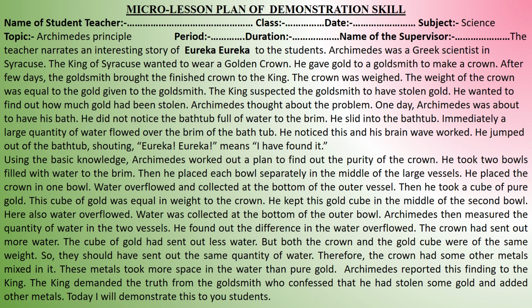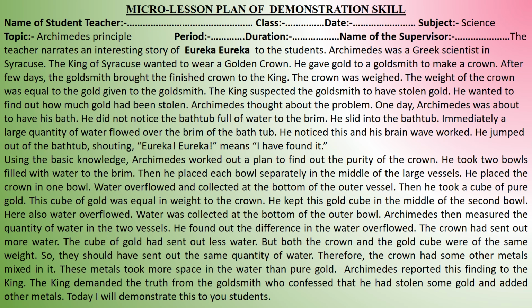Water was collected at the bottom of the outer bowl. Archimedes then measured the quantity of water in the two vessels. He found out the difference in the water overflowed. The crown had sent out more water. The cube of gold had sent out less water.